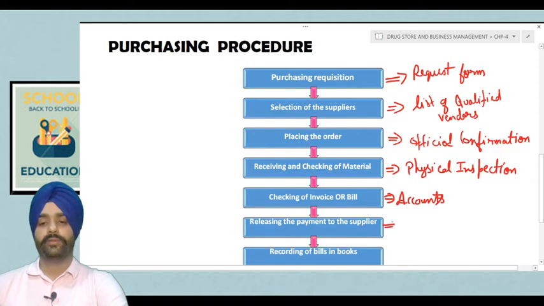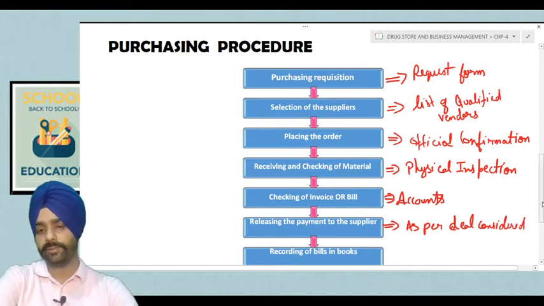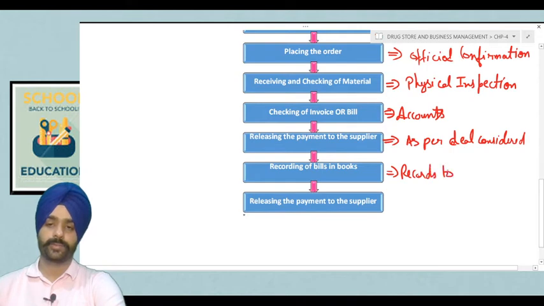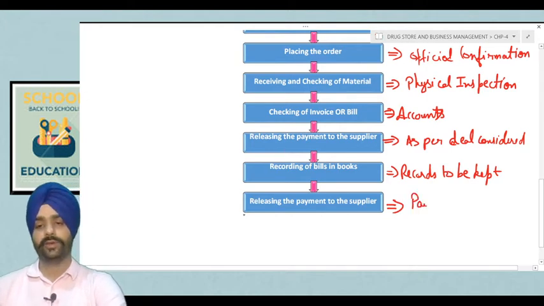Then releasing the payment to the supplier. Now, this can be as per the deal considered. On whatever parameter the deal was considered, the payment should be made on that. Then the recording of the bills, records to be kept for any future verification. And the last is releasing the payment to the supplier. After all these checkups, the payment is released.